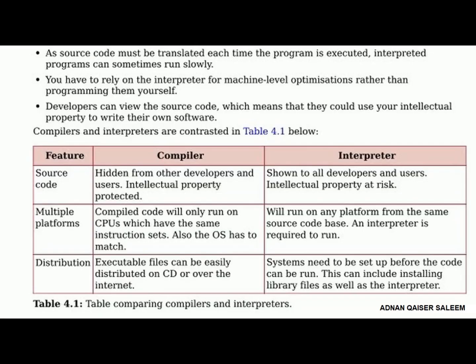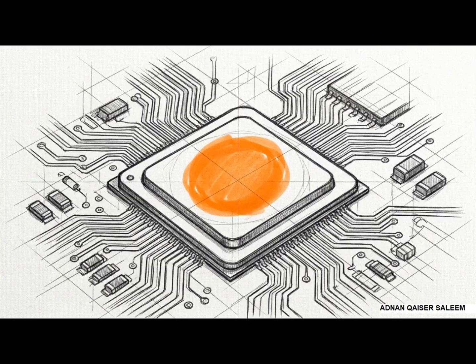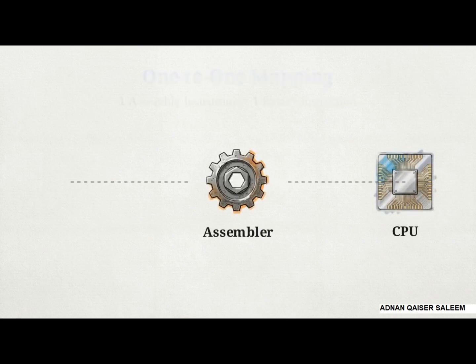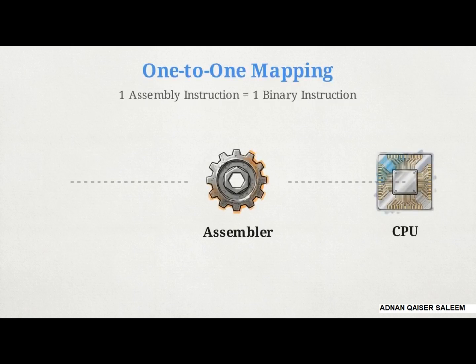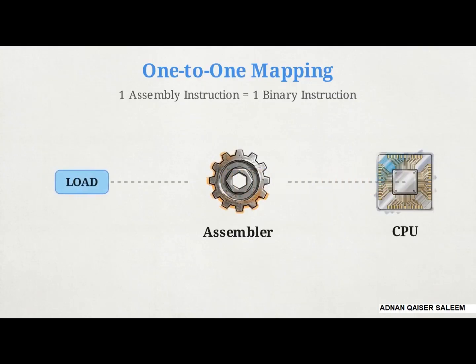This table shows a direct comparison. Compilers prioritize execution speed and intellectual property protection, distributing a hidden executable. Interpreters require the source code to be distributed, putting IP at risk, but make cross-platform testing and debugging much easier. There is also a third type of translator, called an assembler. Rather than handling high-level languages, an assembler translates low-level assembly language, which uses short English mnemonics like add or load, directly into machine code binary.